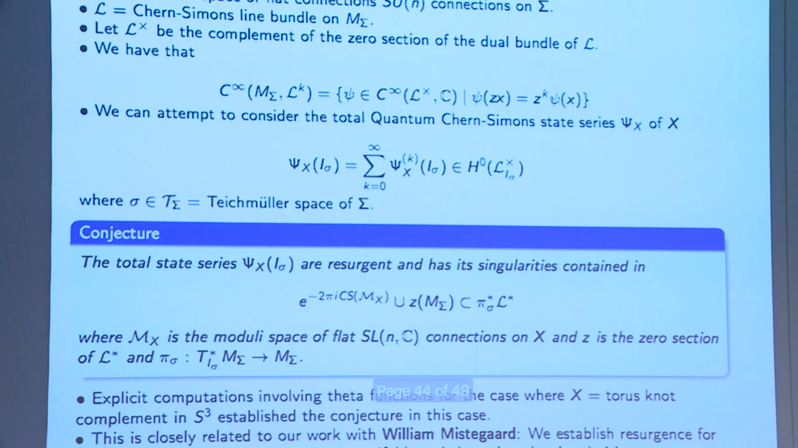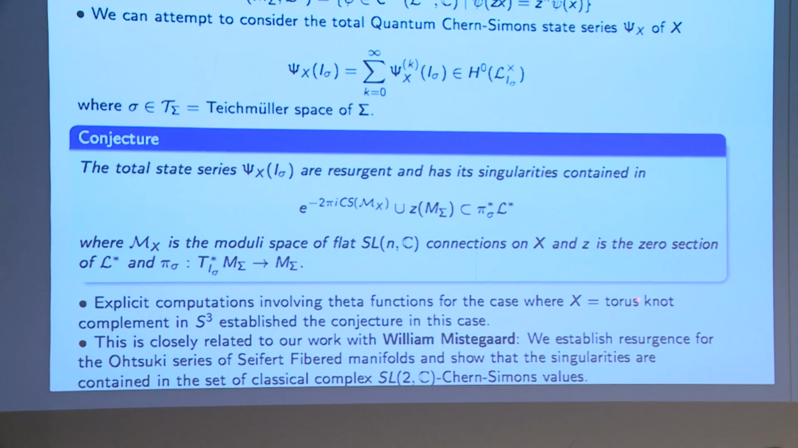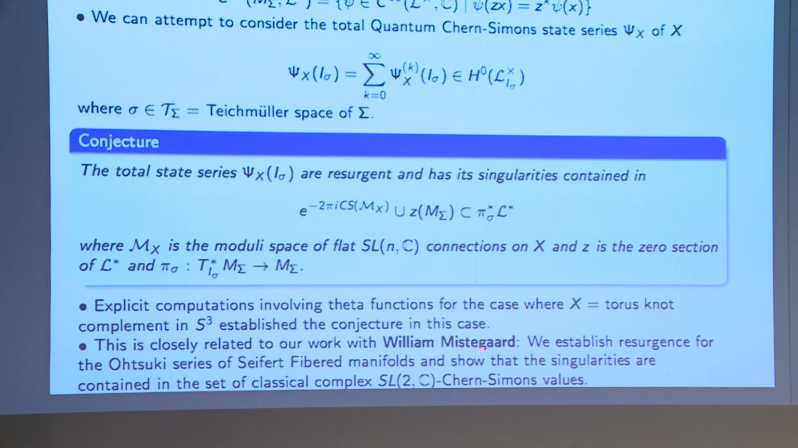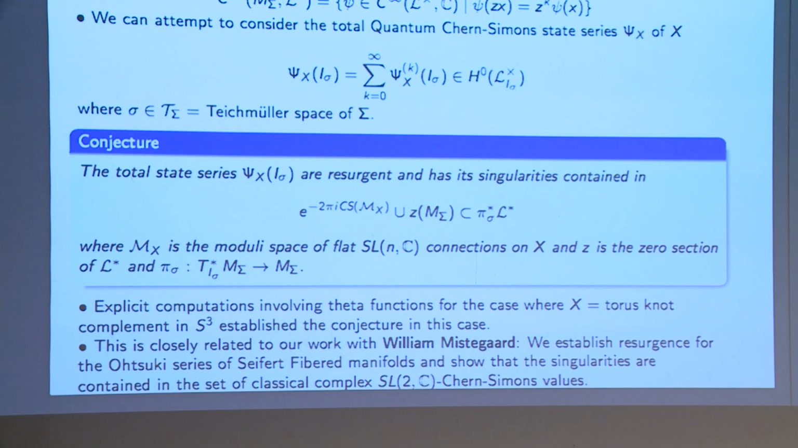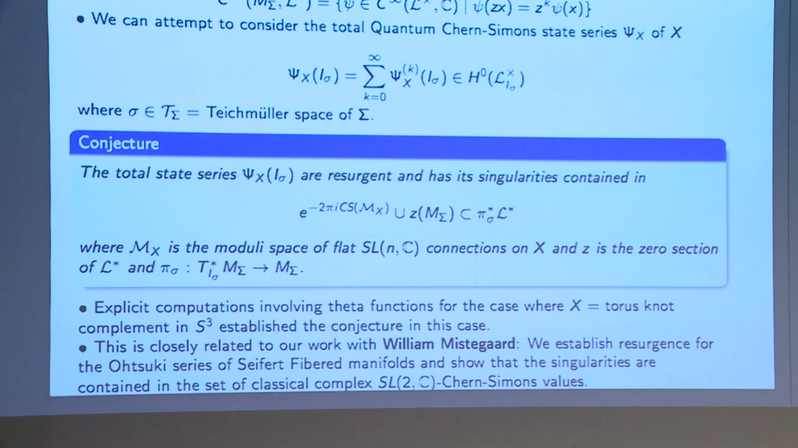Anyway, all I can say is that actually this conjecture here really works if you look at the complement of torus knots in S3. And that's actually related to some work that I have done very recently with my PhD student, William Mistegård. And there we established for sifted fibered manifolds that the Ohtsuki series is resurgent and that the singularity set is a subset of the classical SL(2,C) Chern-Simons values. And that part is on the arXiv, this part here. So this came out some 4 months ago, William, or when? Yeah. So yeah, William is here, you can talk to him about it.